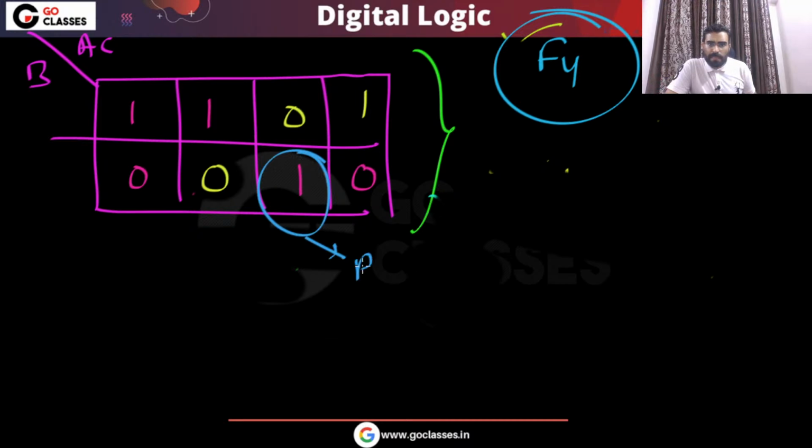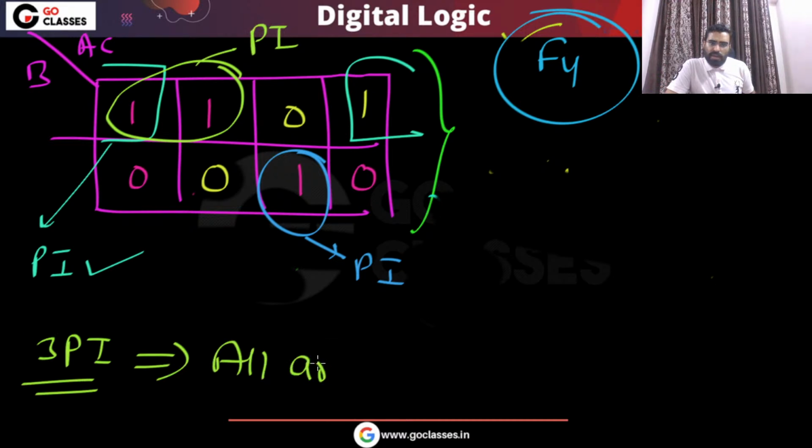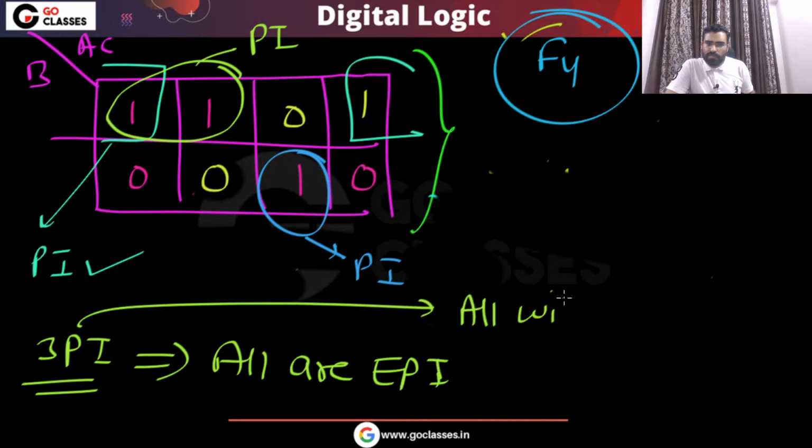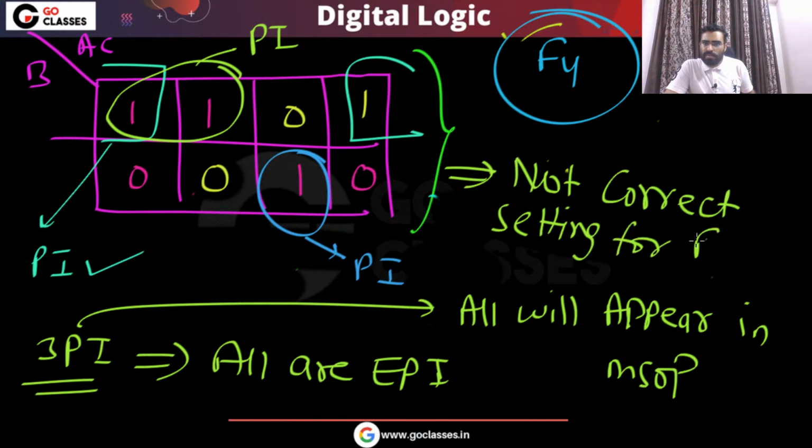See, this is a PI. Another PI is this, and another PI is this, and another. So this also will not satisfy. There are three PI and all are EPI, so all will appear in the minimum SOP. So this setting is also not correct for F4. This is the meaning.